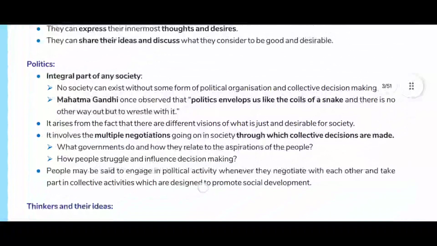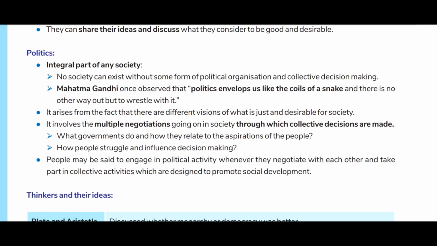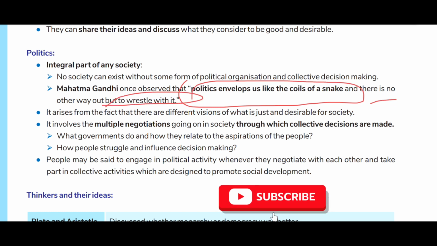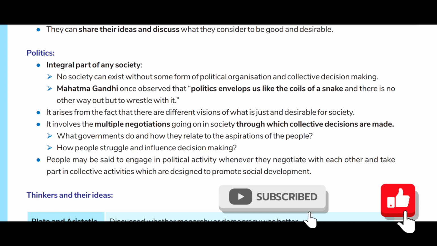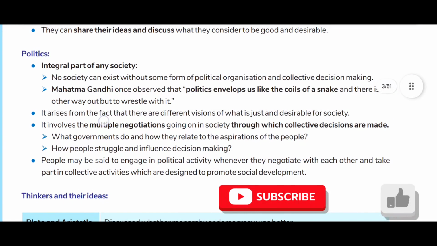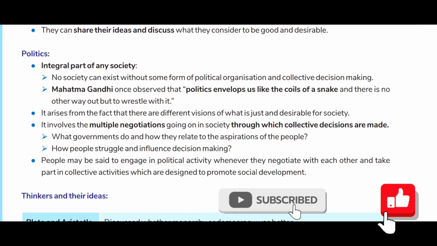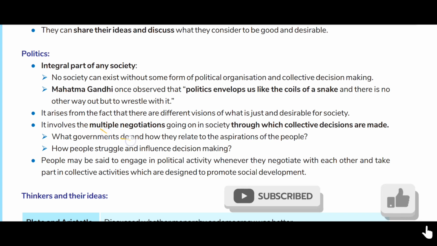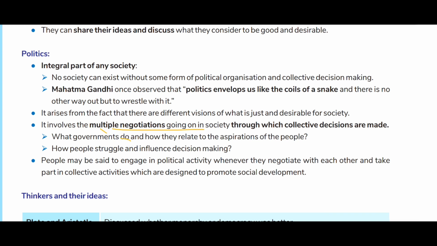Politics, an integral part of any society. No society can exist without some form of political organization and collective decision making. Mahatma Gandhi once observed, politics envelops us like the coils of a snake and there is no other way but to wrestle with it. It arises from the fact that there are different visions of what is just and desirable for society. It involves the multiple negotiations going on in society through which collective decisions are made.